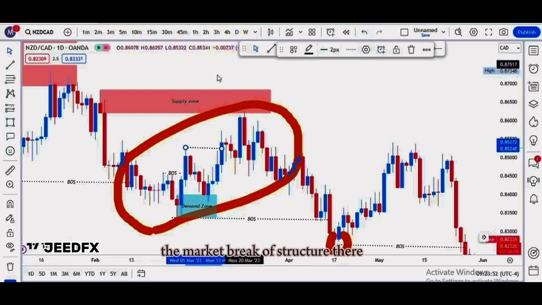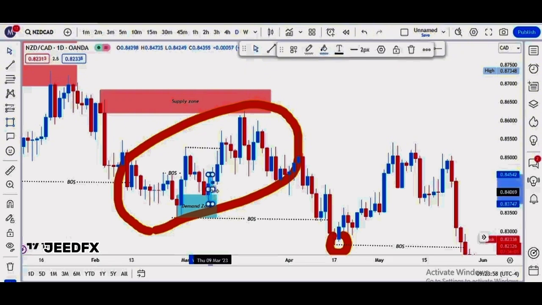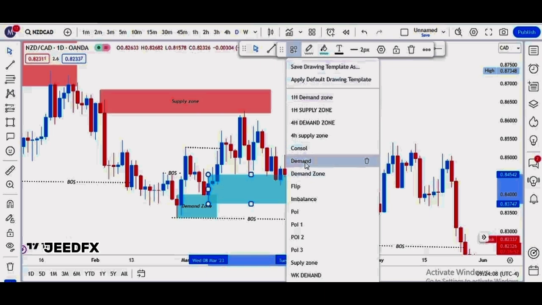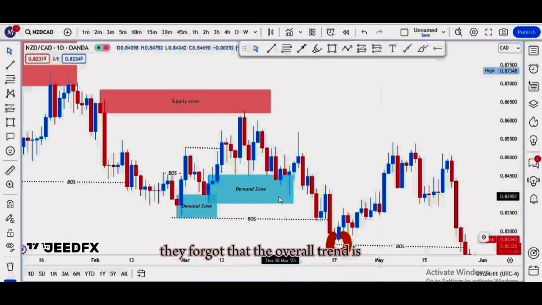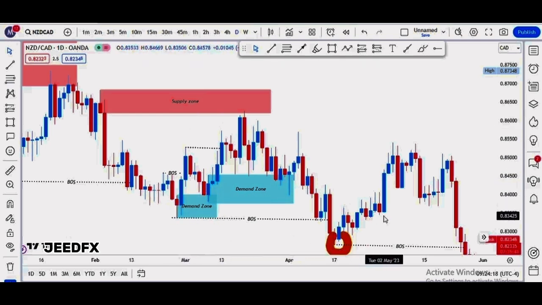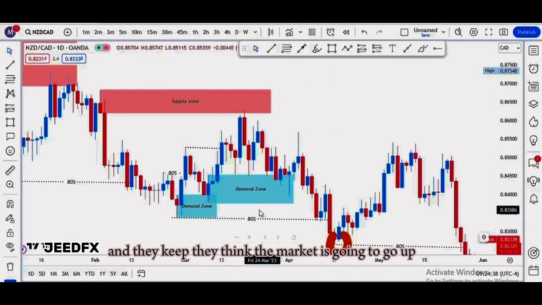They mark their break of structure there. Come here to mark their demand zone. Let's delete this, guys. Come here to mark their demand zone. They forgot that the overall trend is bearish. What is in their mind now is that the market is trending to the upside. They neglect what the higher time frame is telling them, and they think the market is going to go up.